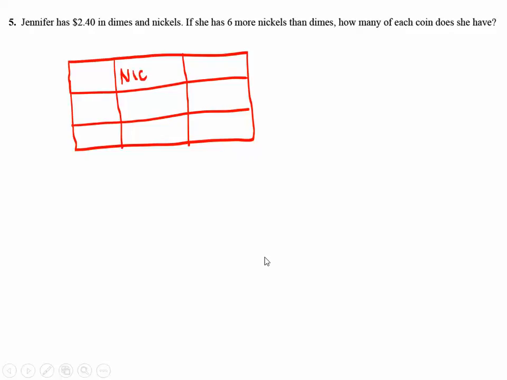Alright, so first of all, you got nickels on top and you got dimes. On the row values here, you're always going to have the same. The first one's going to be number, the second one's going to be value. Number is just the number we have, value is how much it's worth.